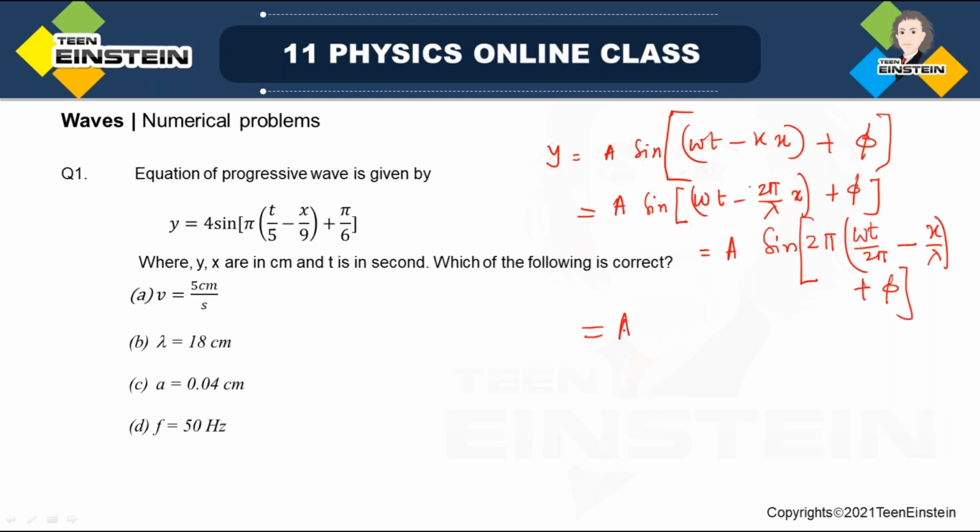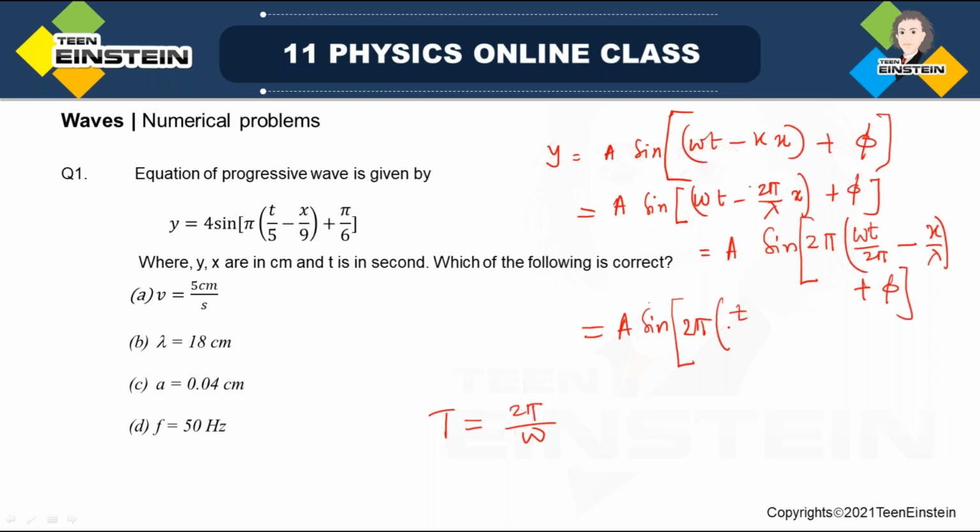So see, now we have almost arrived at the standard form. Let us write 2 pi here. See, this is 2 pi by omega or omega by 2 pi. We know a relation: time period is equal to 2 pi by omega. So we can write this as 2 pi by omega down.